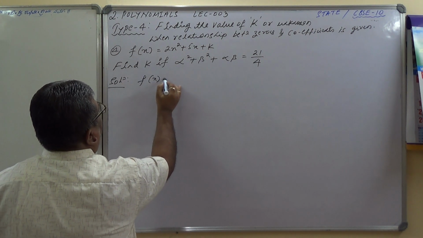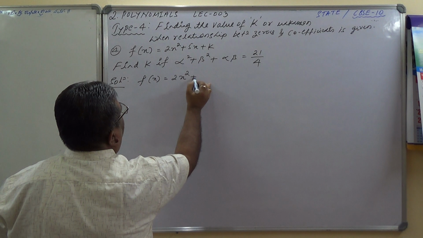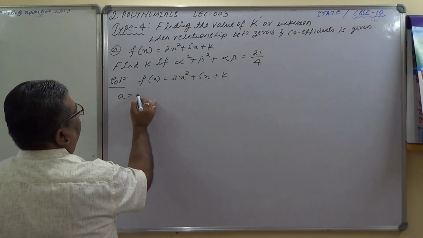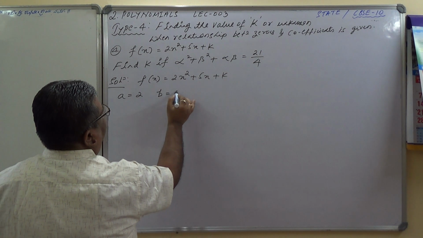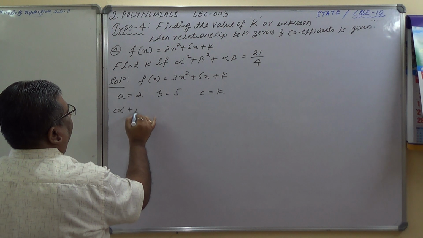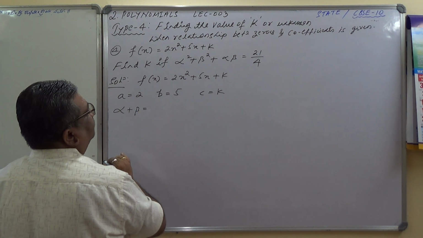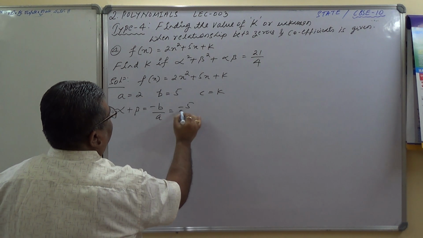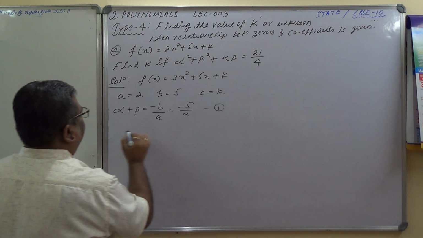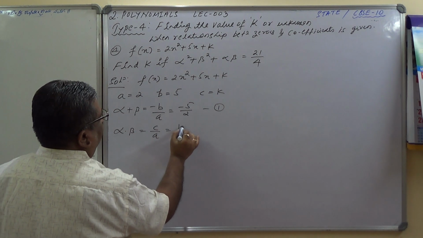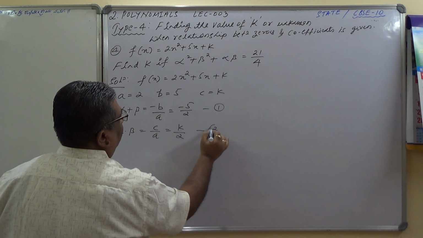f(x) is given by 2x² + 5x + k, a equals 2, b equals 5, c equals k. Alpha plus beta equals minus b by a, which is minus 5 by 2. Alpha into beta equals c by a, which is k by 2. This is 2 here.